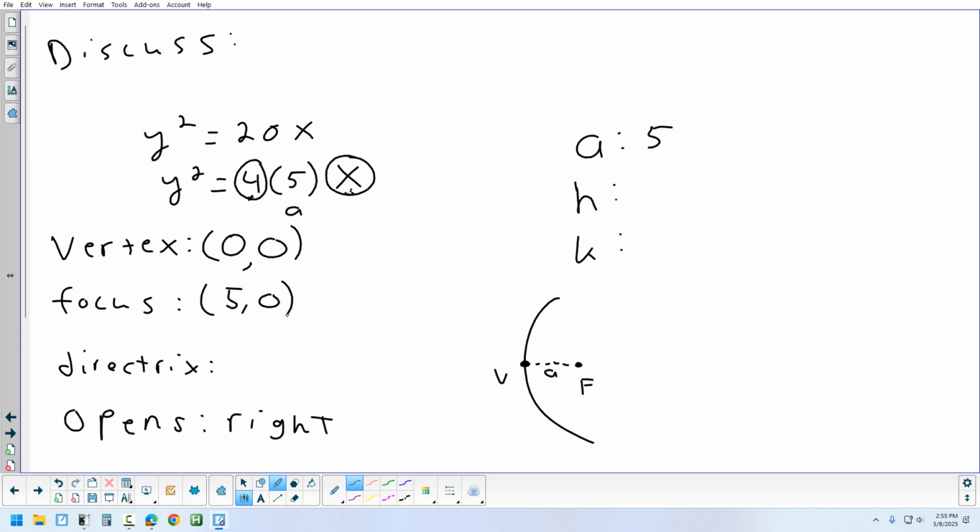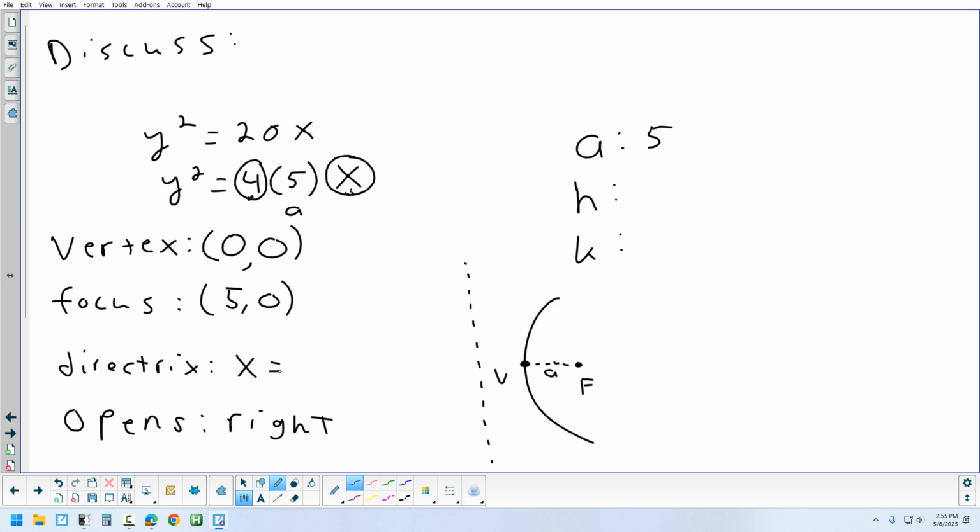Now, the directrix is an imaginary line over here that the parabola bends away from. Would the equation of this line be x equals or y equals? Y equals would be for a horizontal line. That makes sense. It's x equals. Yeah, it's going to be x equals.